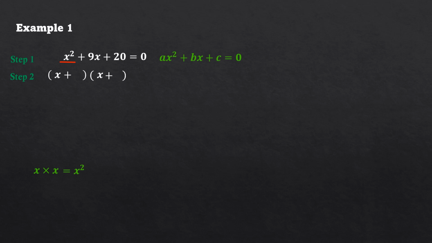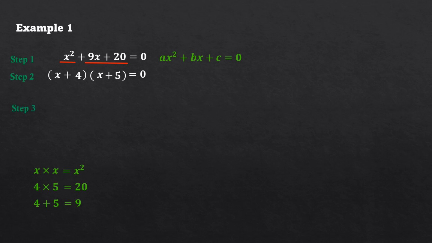Let us now move on to what numbers will fit the equation. To find the appropriate numbers, think of two numbers whose product is equal to 20 and whose sum is equal to 9. So, the two numbers are 4 and 5. When you multiply, 4 times 5 is equal to 20. And when you add, 4 plus 5 is equal to 9. Therefore, the two numbers are 4 and 5. Now, the factored form of the given quadratic equation is x plus 4 times x plus 5 is equal to 0.